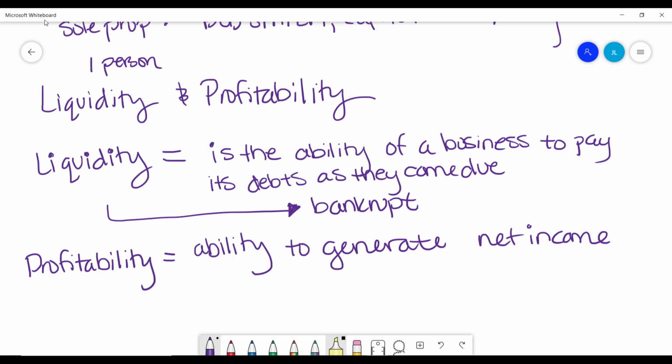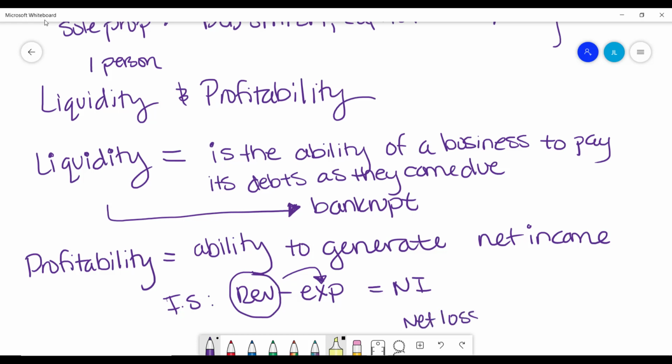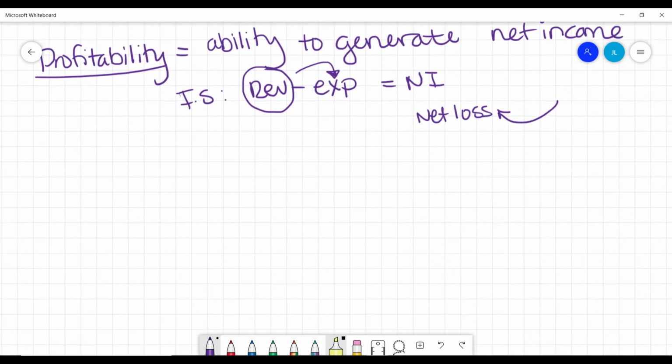Okay? So remember our income statement where it's revenues minus expenses? If a business is profitable, it's able to generate more revenues than it is generating expenses. As long as revenues are higher than expenses, you have something called a net income. However, if your expenses are higher than your revenues, that's what we would refer to as a net loss. If you're constantly operating at a loss, you're not very profitable. You're the opposite of that. Okay, so that's the difference between liquidity and profitability, and that'll definitely come up later on as we move through this course.